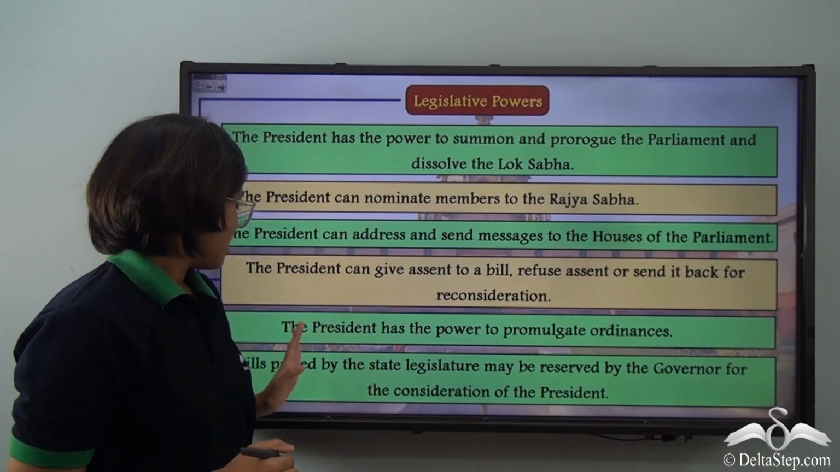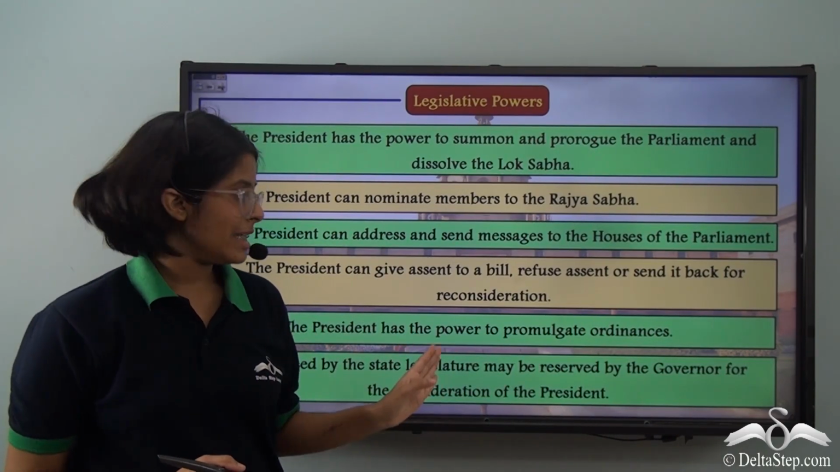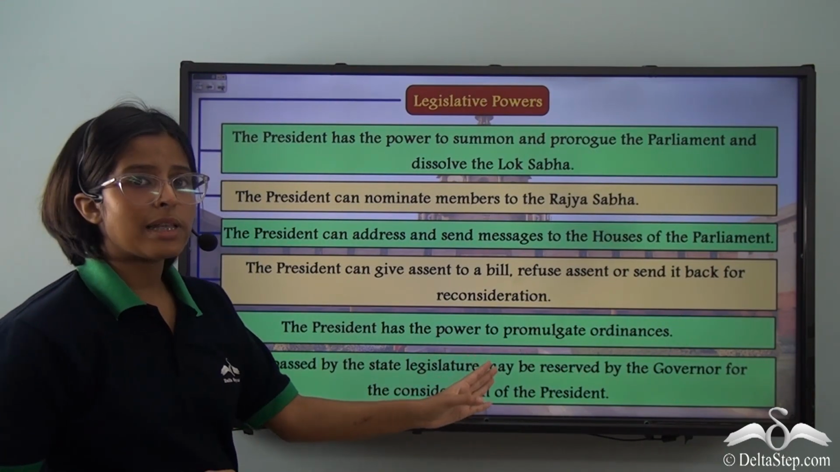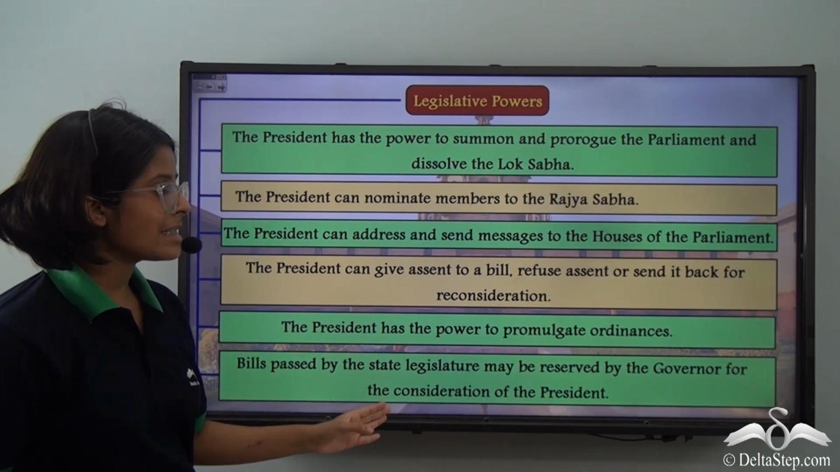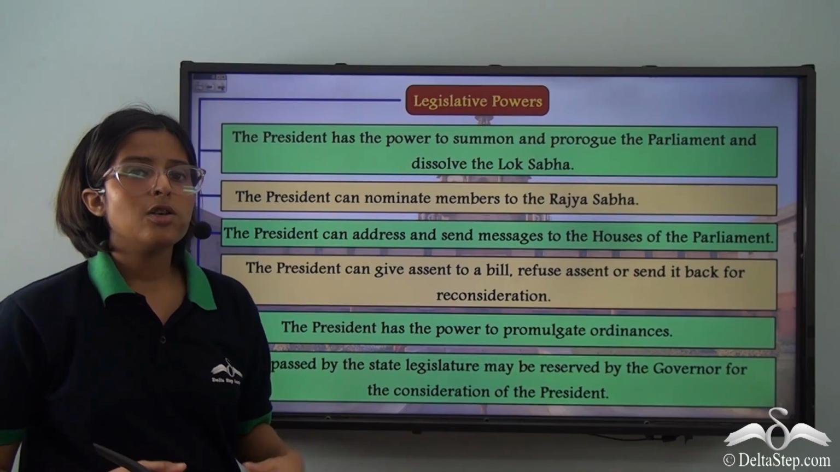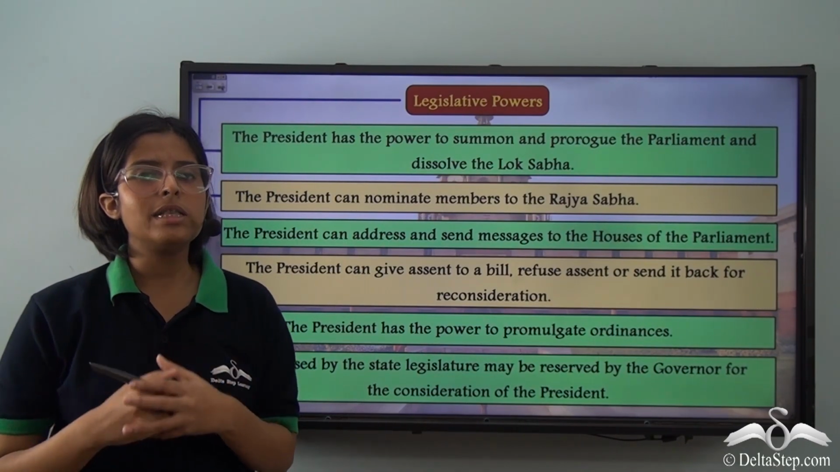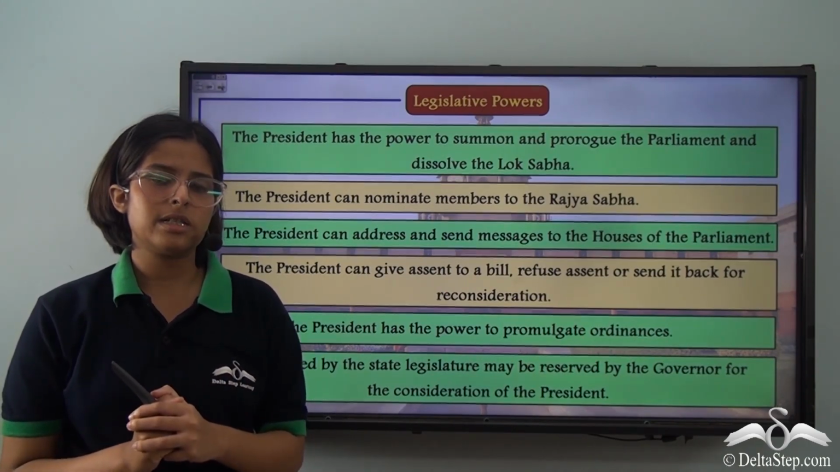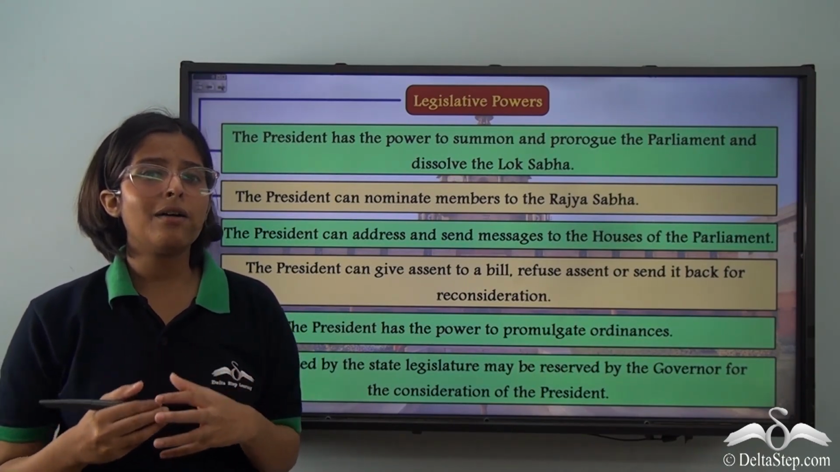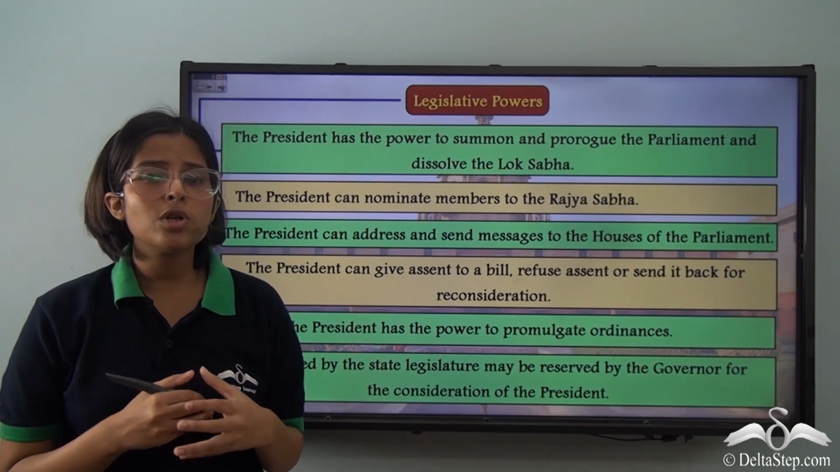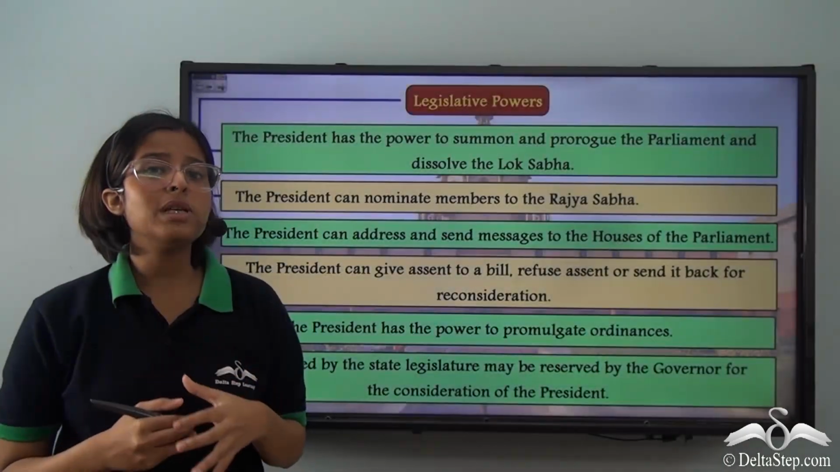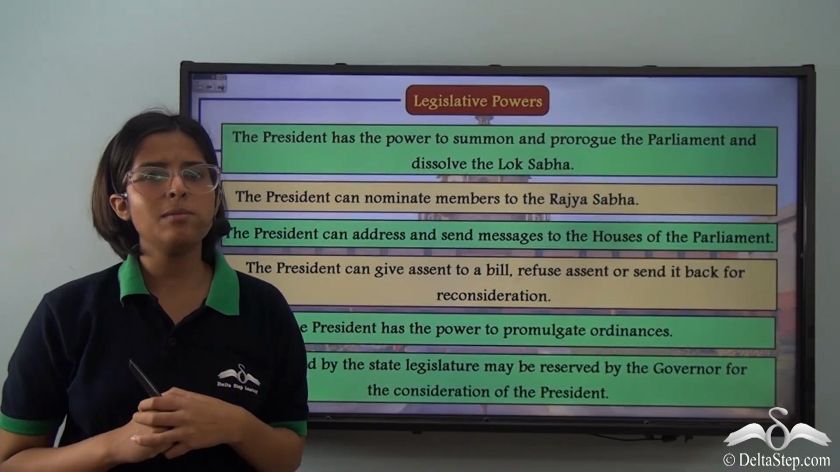And lastly, bills passed by the state legislatures may be reserved by the governor for the consideration of the President. So the governor can reserve certain bills that have to be then considered by the President. And all bills that have a change in the powers of the High Court have to be compulsorily reviewed by the President.